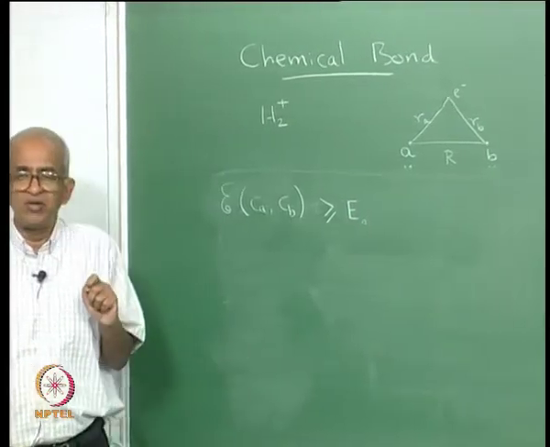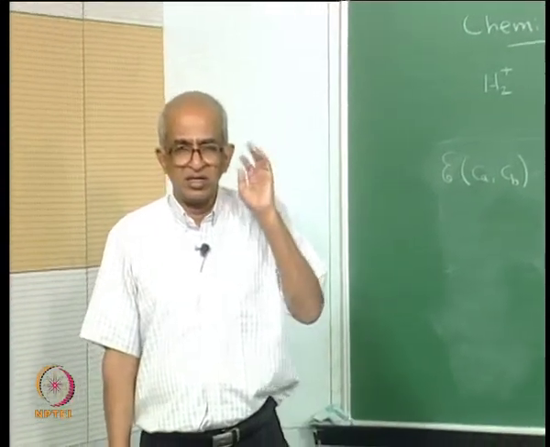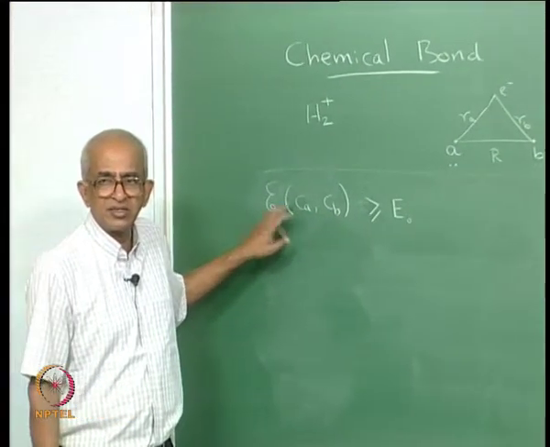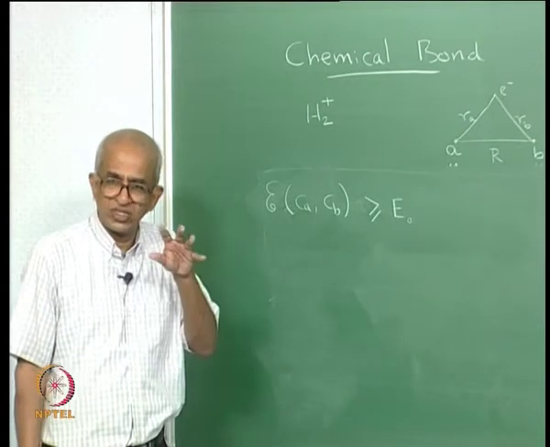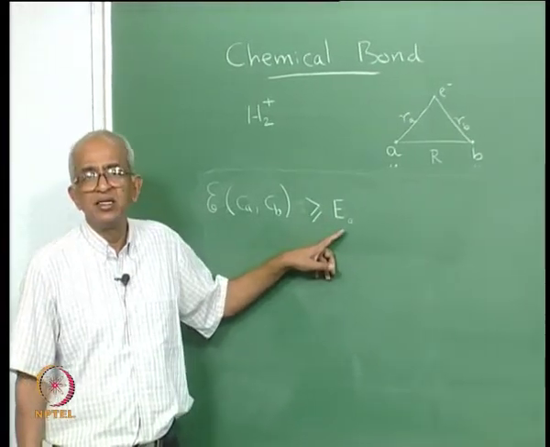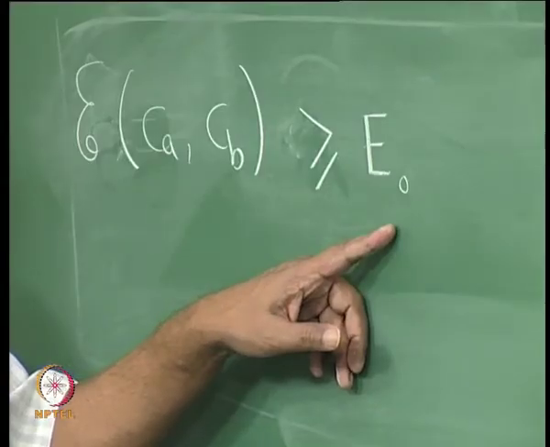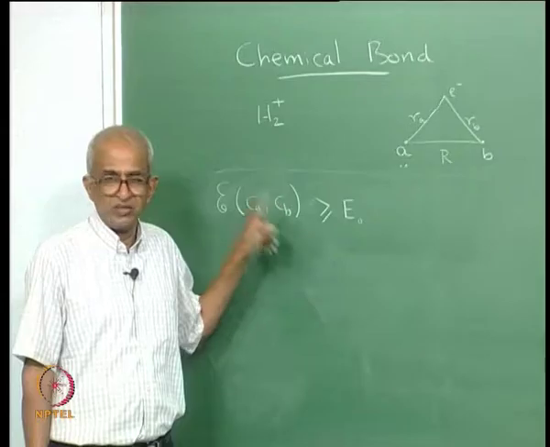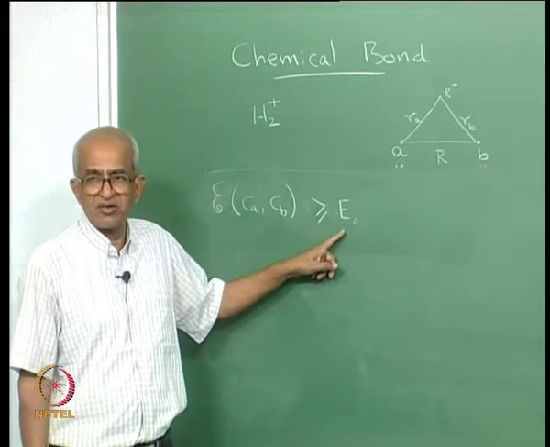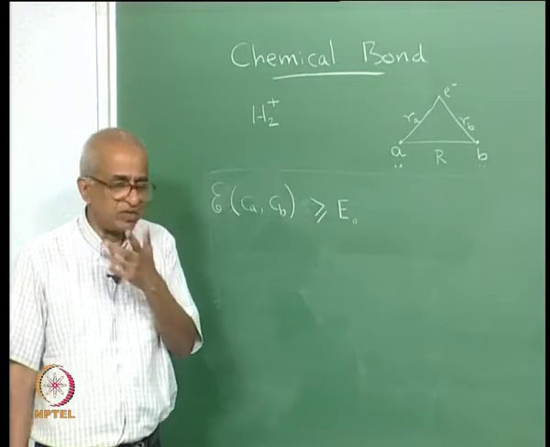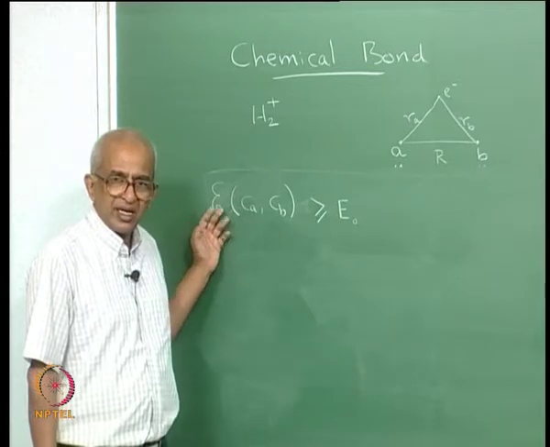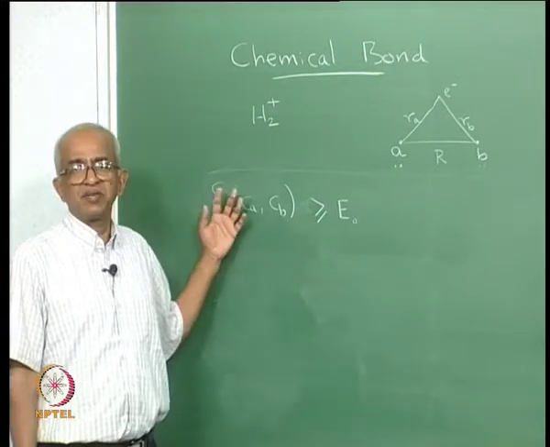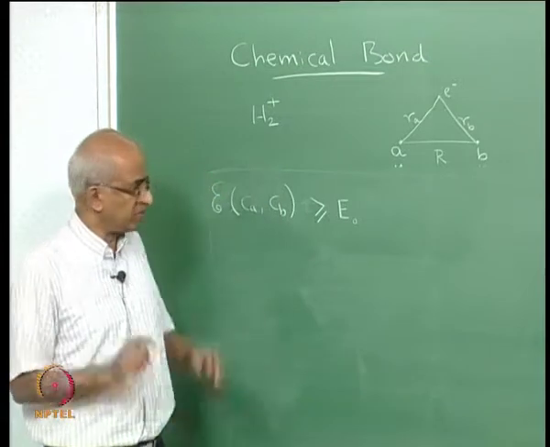So, therefore, what will I do? I will adjust Ca and Cb in such a fashion that script E has the least value, because even that least value will be greater than or perhaps equal to the ground state energy. Therefore, if I find the minimum value of script E, even that will be greater than the actual ground state energy. So, I first evaluate script E and then adjust the coefficients Ca and Cb such that script E has the least value. So, that is my procedure.